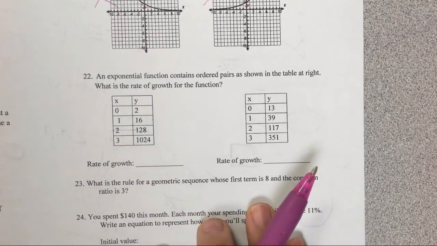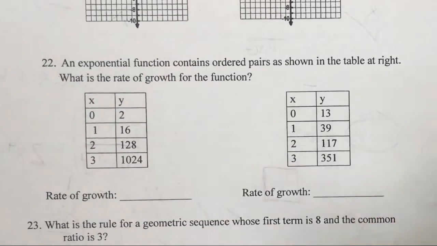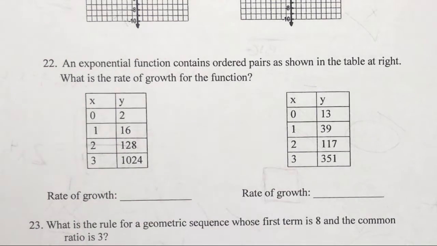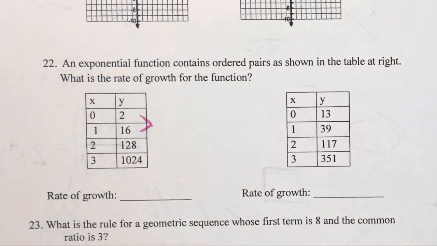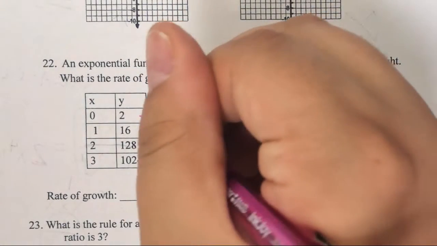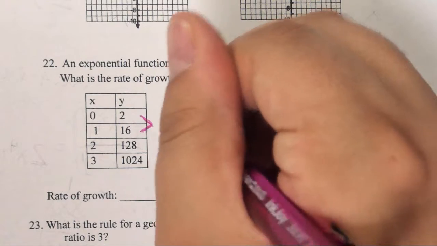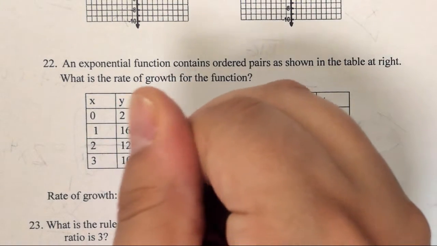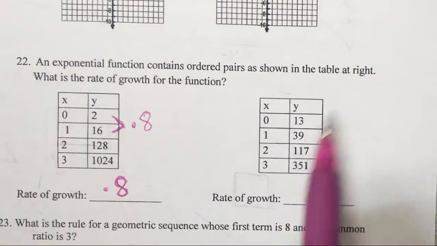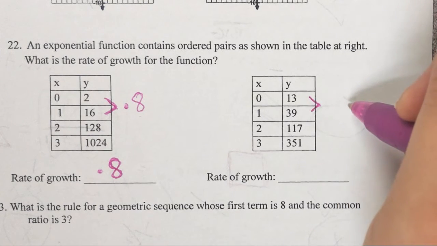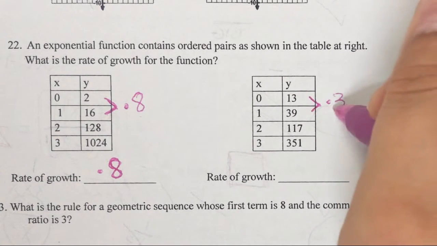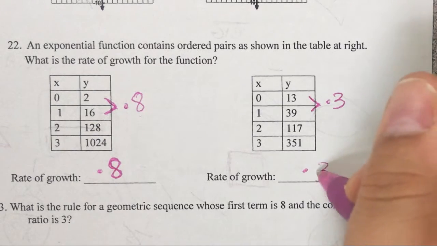Alright, for these, what is this growing by? How do I figure out my rate of growth? What's it going by? What's happening here? Multiply by 8. So that's my rate of growth. Ooh, what about this one? What's it multiplying by? 3. That's my rate of growth.